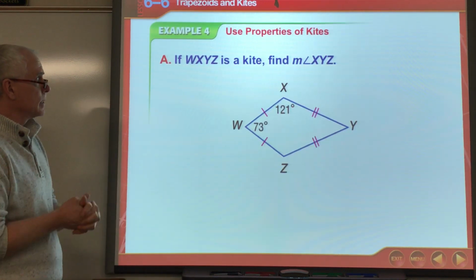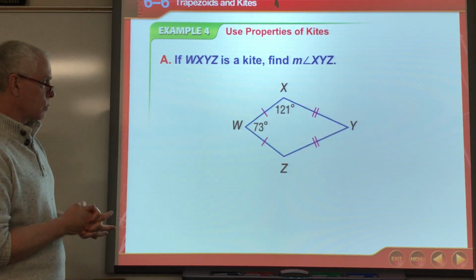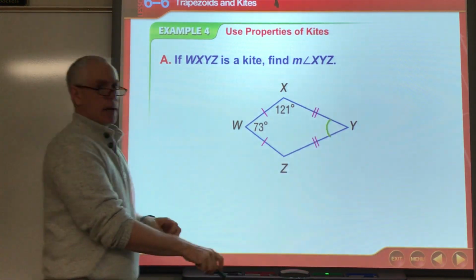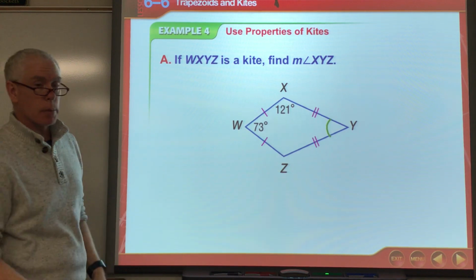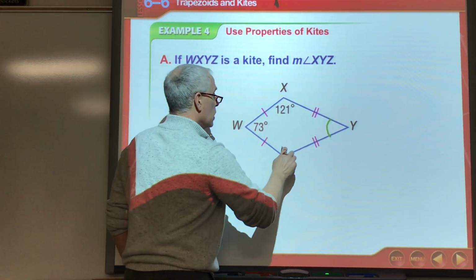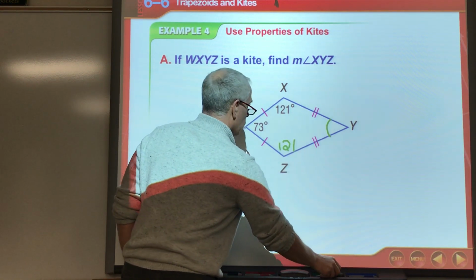So I know it's a kite. Find the measure of x, y, z. All right, couple of things. I know that one pair of opposite angles is congruent, and it's the one in between the non-congruent sides. So that has to be 121.